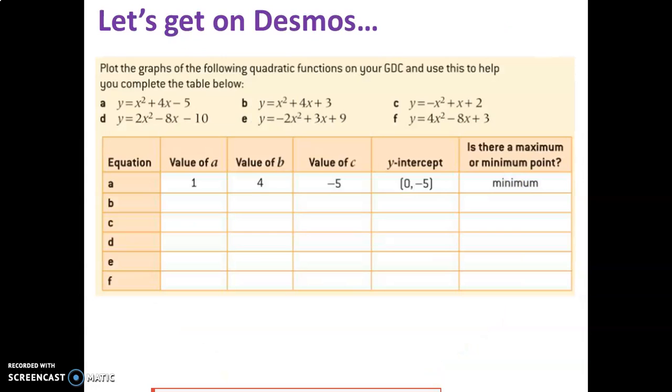Now, you are on Desmos, or if you're not, get there now. Okay, now you're on Desmos. Maybe you're not. Let's get to Desmos. Are you on Desmos? Okay, last time I'm checking. Are you on Desmos? Great.